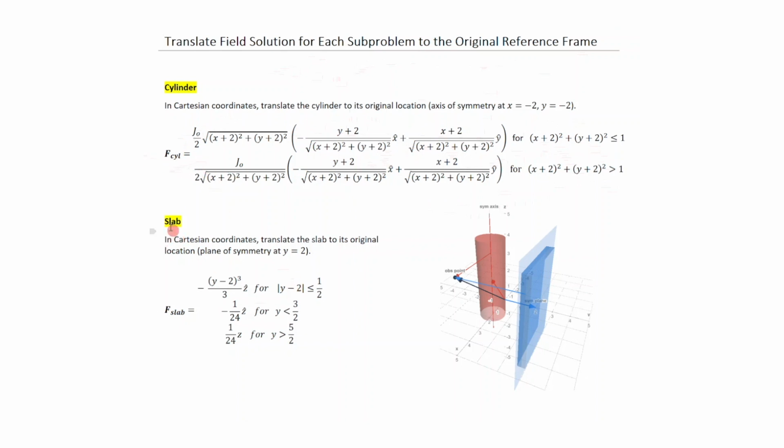And similarly for the slab, we have to translate back. In this case, it was translated by distance y equals 2. So you can see now a y minus 2 factor in here, and a y minus 2 factor here. This will have to change because, of course, the relative position is different than when we solved it with the plane of symmetry aligned with the xz plane. Same thing here. So now all of these are exactly in the right position.